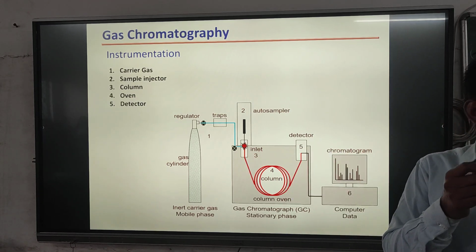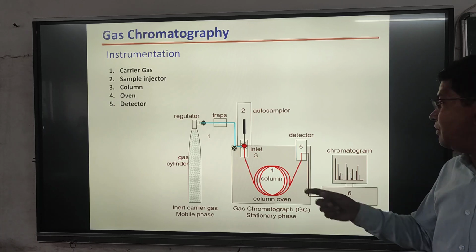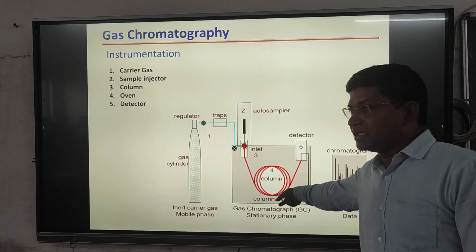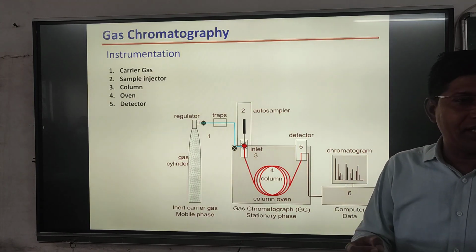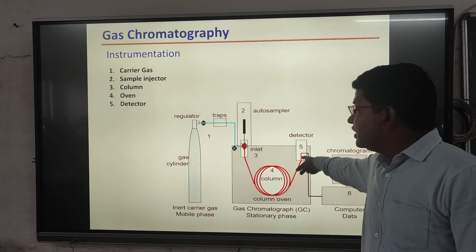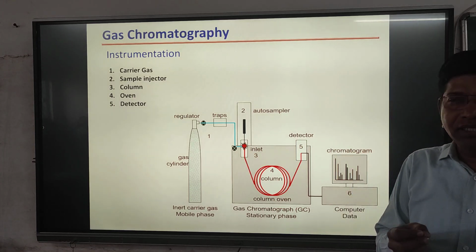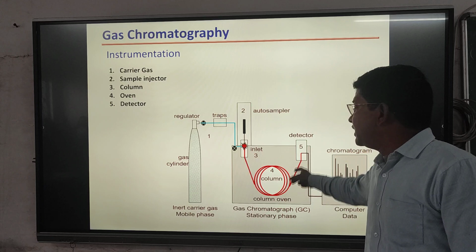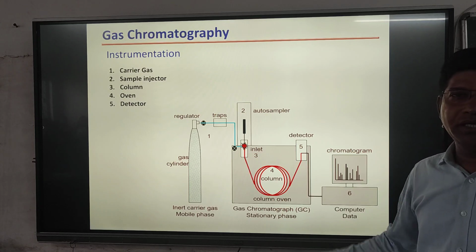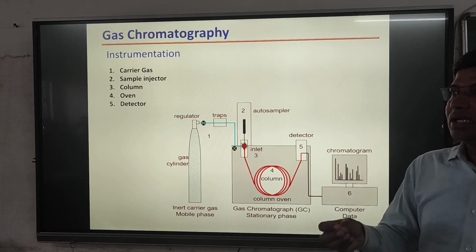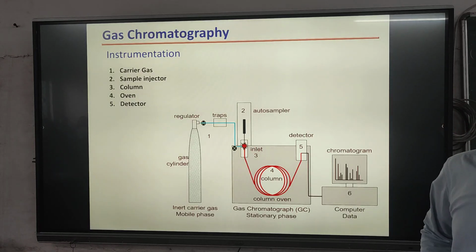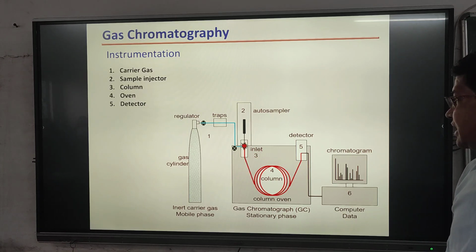First one is volatility. The more volatile the compound, the faster it reaches the detector. Second one is the affinity towards the stationary phase. The more affinity or interaction with the stationary phase, the more slowly it reaches the detector, and with less interaction, it reaches the detector fast. And third one depends upon polarity. The more polar the compound, the less volatile it will be. So these are the three criteria by which a compound mixture can be separated in gas chromatography.